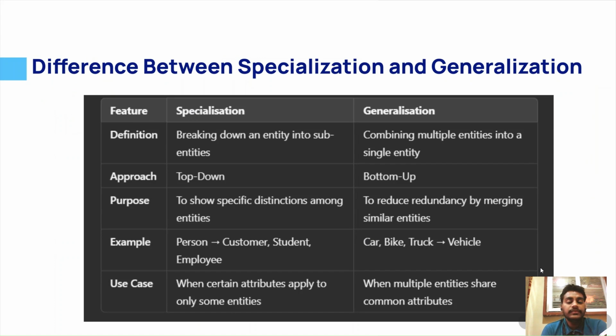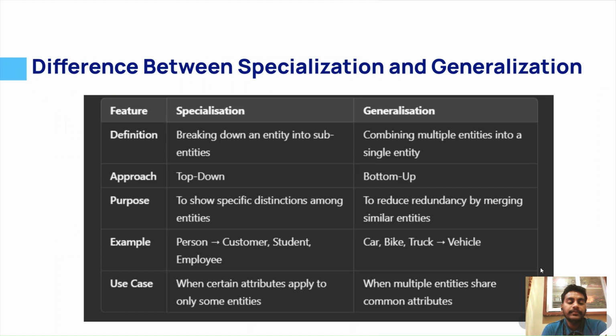So the difference between specialization and generalization. Specialization means breaking down an entity into sub-entities, while generalization is combining multiple entities into a single entity. Specialization is a top-down approach. Generalization is a bottom-up approach. The purpose of specialization is to show specific distinctions among entities. The purpose of generalization is to reduce redundancy by merging similar entities.